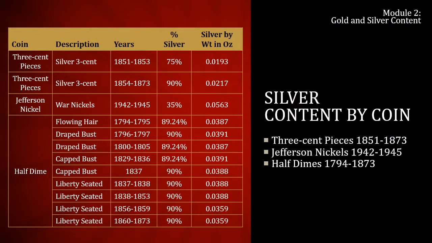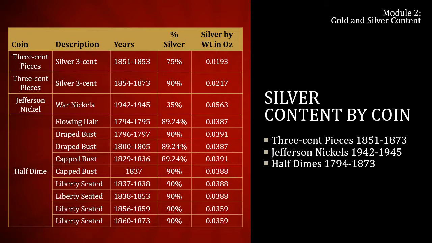So here's the first table, silver content by coin. It begins with a 3-cent piece, Jefferson nickel, and half dime. Now it seems odd that the Jefferson nickel is on here, but there was a time from 1942 to 1945 during the war that the war nickels actually contained some silver.